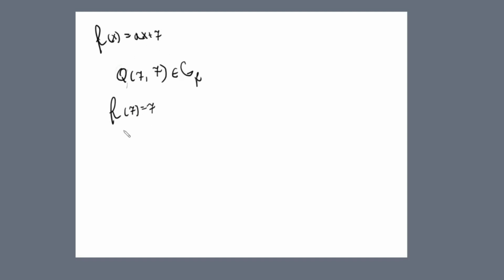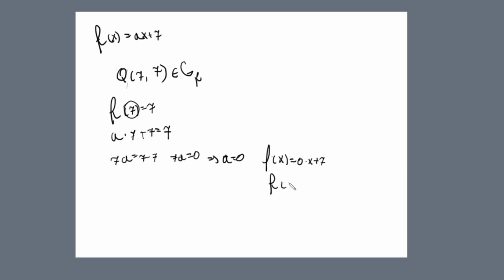So that means that a multiplied by 7, because that's x, plus 7 is equal to 7. Wow, lots of 7s there. I did this in order to get precise results, that's why I'm doing this. And I chose a horrible function, but whatever. 7a is equal to 7 minus 7, and 7a is equal to 0, which means that a is equal to 0. Which means that f of x is equal to 0 multiplied by x plus 7, or f of x is equal to 7.